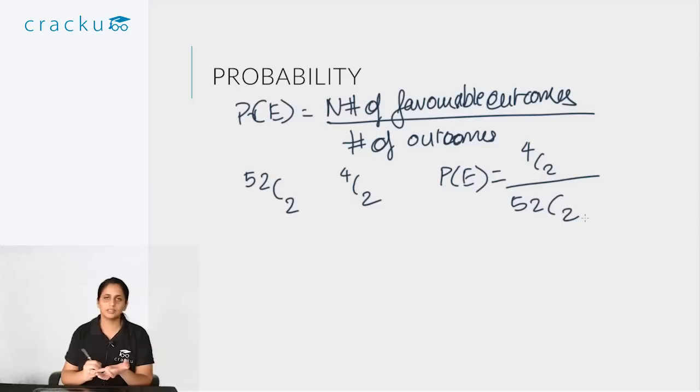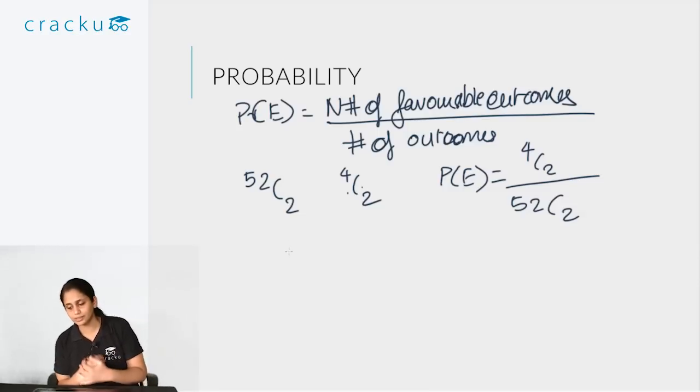Now for answering this question correctly, you needed to know how to calculate the number of ways of picking 2 kings out of a deck of cards, divided by the number of ways of picking 2 cards at random out of a deck of cards. So this is how probability is defined.